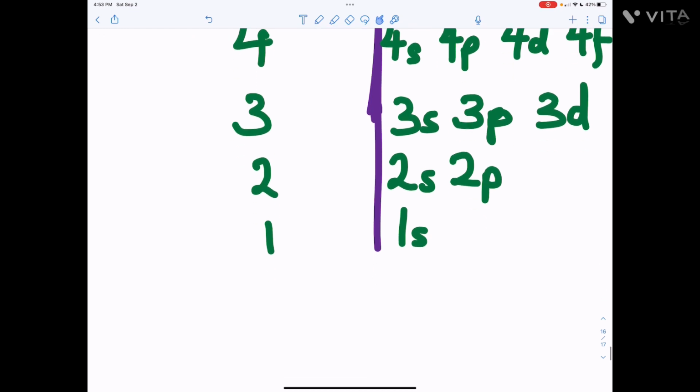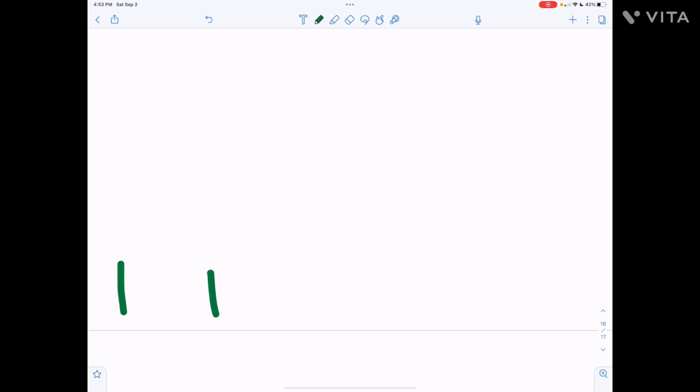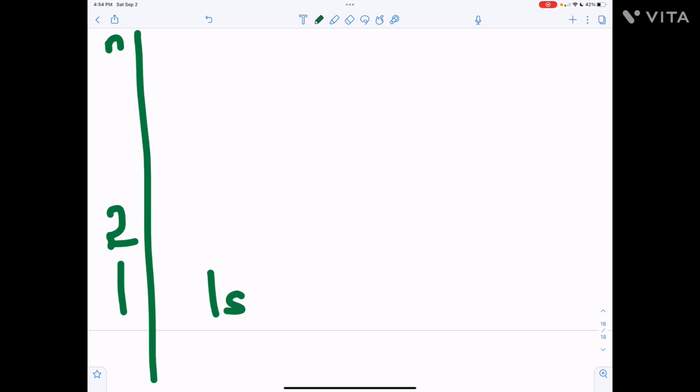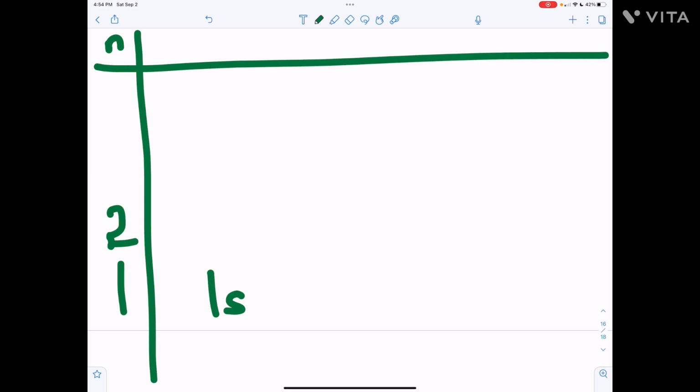So let's now see how electrons occupy these subshells in ascending order of energy. Now, the first shell we said has one subshell called the 1s subshell. The second shell, called shell 2, has how many? Let's say n is the shell number, and all of these here represent subshells.